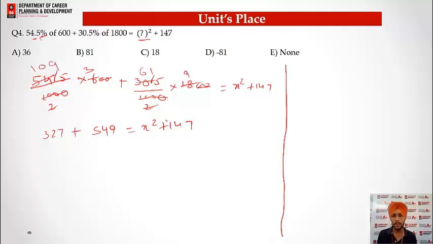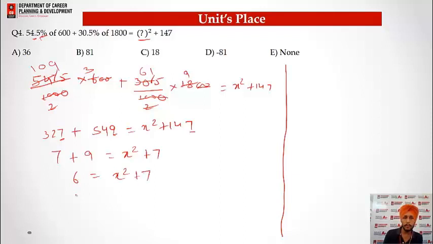So now it's our simple question. We have already eliminated the percentage sign and the decimal. So now what we will do is take our unit places only. The unit place of 327 will be 7, plus 9 is equal to x square plus 7. So 9 plus 7 is 16, but we will take it as 6 is equal to x square plus 7. So this is our final equation.